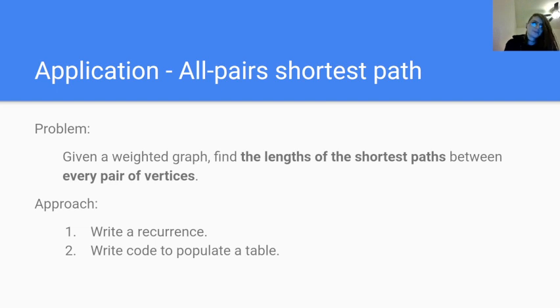So here's another application. We have one more to go, I think. All pairs shortest paths. Oh, this is not the last one, actually. There's another one. All pairs shortest paths. So we're given a weighted graph. This is just a directed graph that has some weight or cost associated with each edge. So you can think of distance between points on a map, or the capacity of flow through pipes, stuff like that. But given some weighted graph, we have some abstract graph that has weights on the edges. Find the lengths of the shortest paths between every pair of vertices.